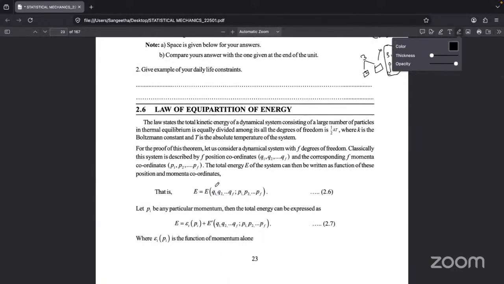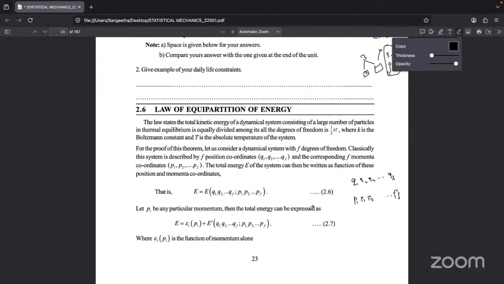Next we will see the law of equipartition of energy. Two topics we have: law of equipartition of energy and relation between thermodynamics and statistical mechanics. First, what is the law of equipartition of energy? Here we are writing energy. Previously we discussed position coordinates, represented with q1, q2, q3, and so on up to qf, and momentum coordinates p1, p2, p3, and so on up to pf.